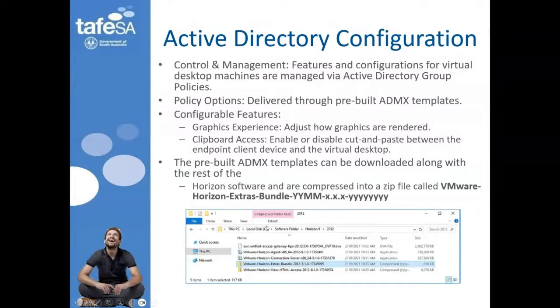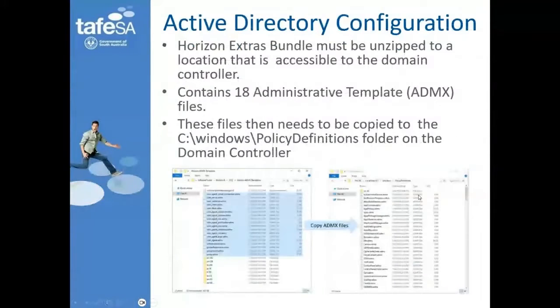If I look at this, this is a screenshot. This particular one is the zip file, and obviously you've got various versions. This is an older version, but basically the file format is like that. It's a zip file, so first of all, you have to unzip it, and then you have to put it onto the domain controller.